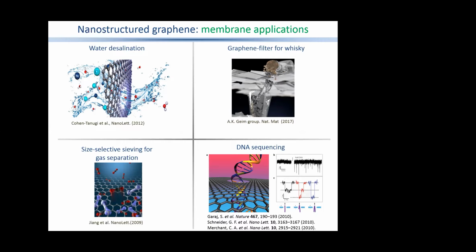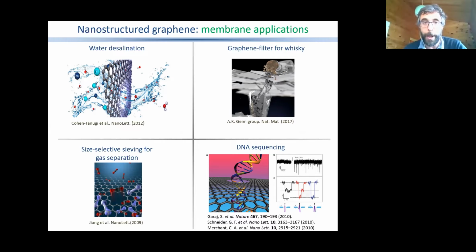So it takes very little energy and it can be very fast. And if you're able to control these nanostructures, the holes in this case, with atomic precision, you can have a very high selectivity. Okay.